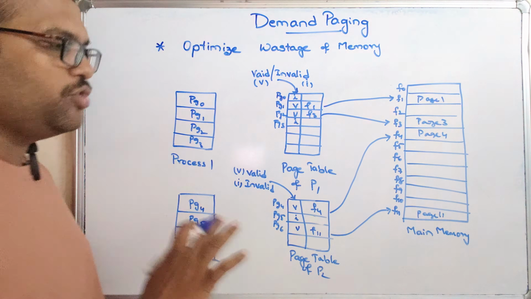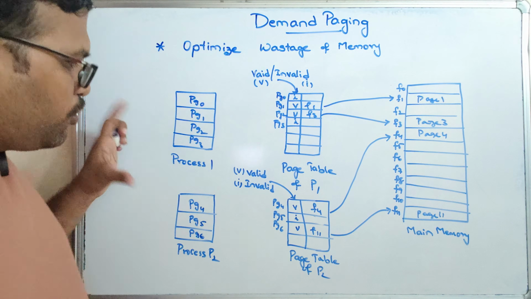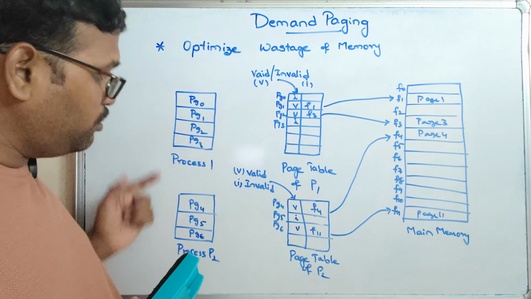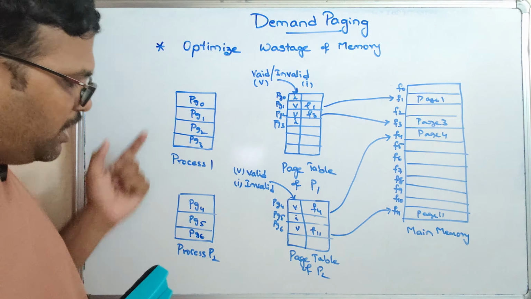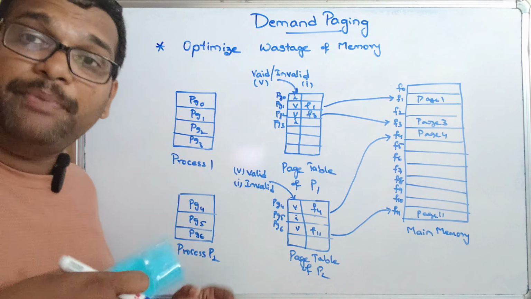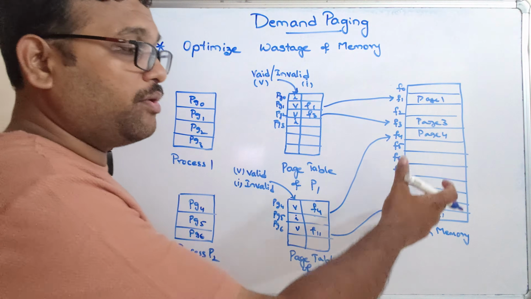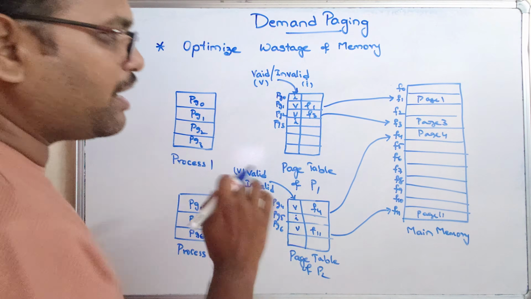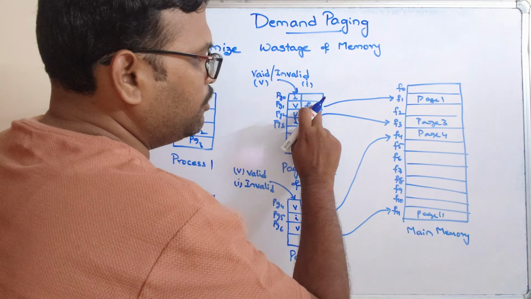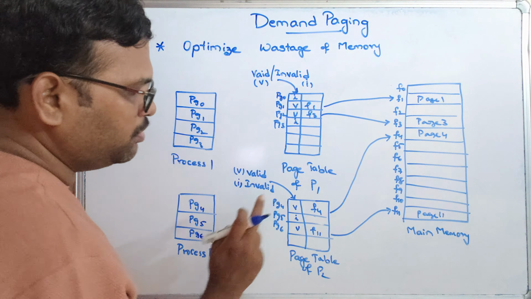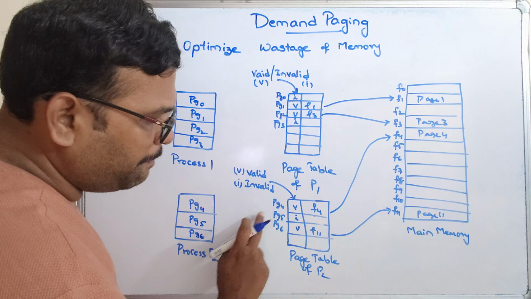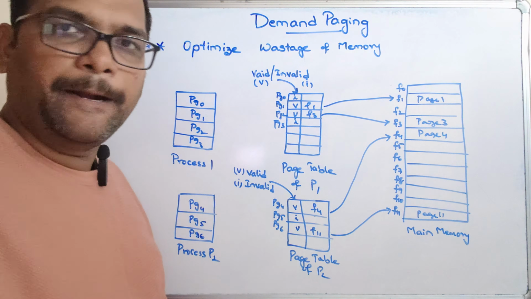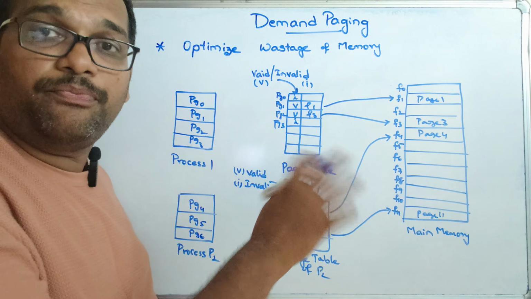So like this, you can observe here, totally two processes are there, and among these two there are a total of 4 plus 3, 7 pages. But in the main memory, all 7 pages are not loaded, only the required pages are loaded. So only page 1, page 2 from process 1, and page 4 and page 6 from process 2, only these pages are loaded. So there is no wastage of memory.